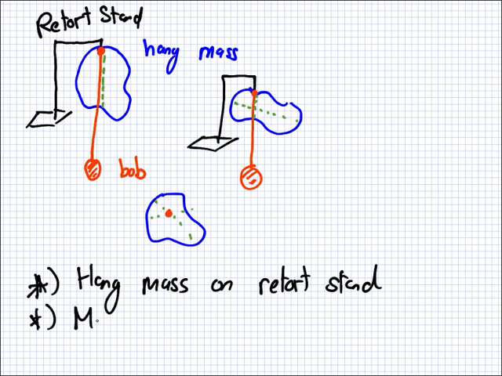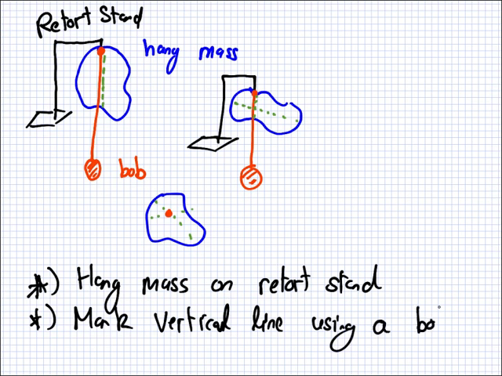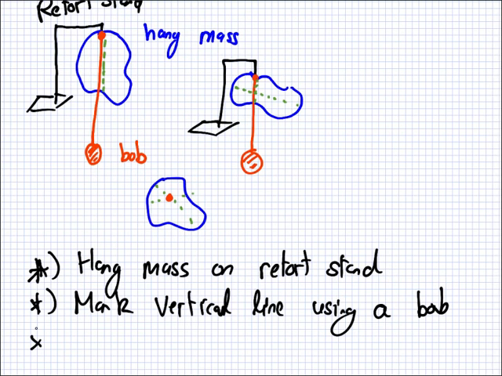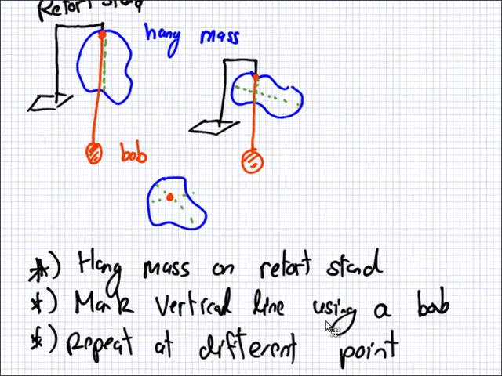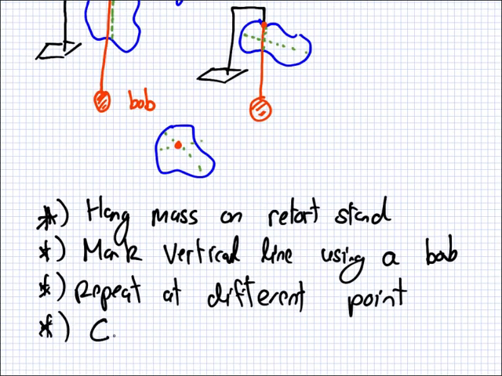And then mark vertical line using a bob. I think it's called a bob. I think it has some other name. Yeah, there's a special name for it. I can't think of what it is. Repeat at different point or hanging point. And then lastly, center of gravity is at the intersection.